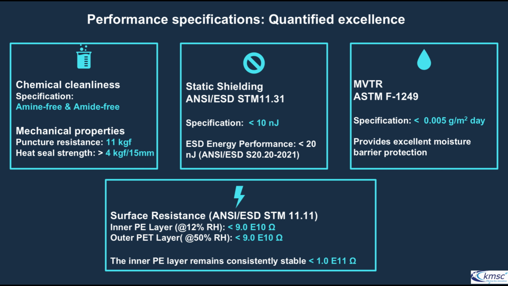Let us now focus on the core technical performance indicators. At 12% relative humidity, the inner layer surface resistance of KF-6583 is stably controlled at the 10^10 ohms level, far exceeding the minimum requirements of the latest standard. At the same time, the amine-free and amide-free IDP inherently dissipative technology achieves a truly zero-contamination contact surface, completely eliminating chemical migration risks to lead frames and solder pads at the source.